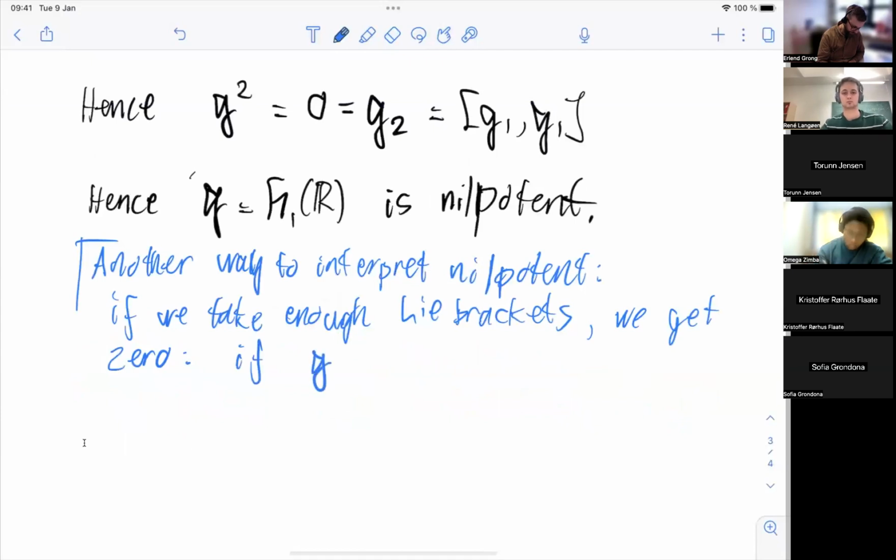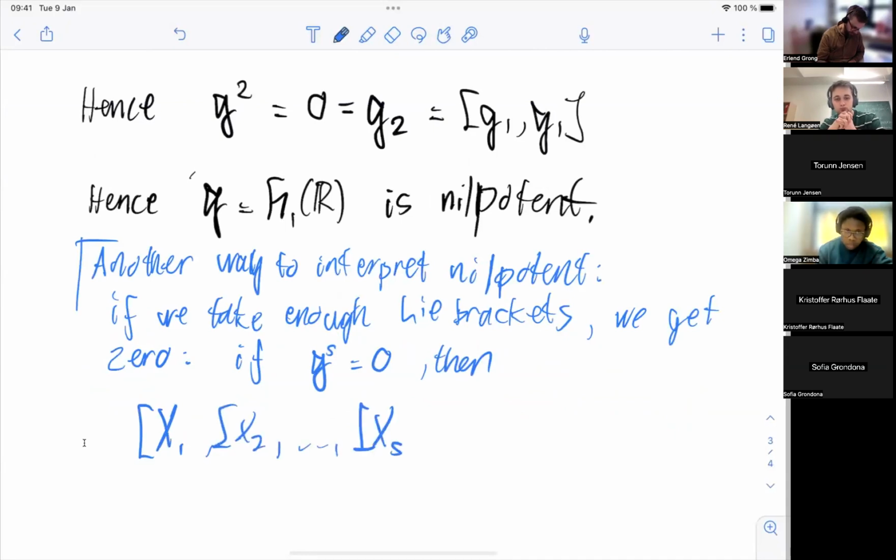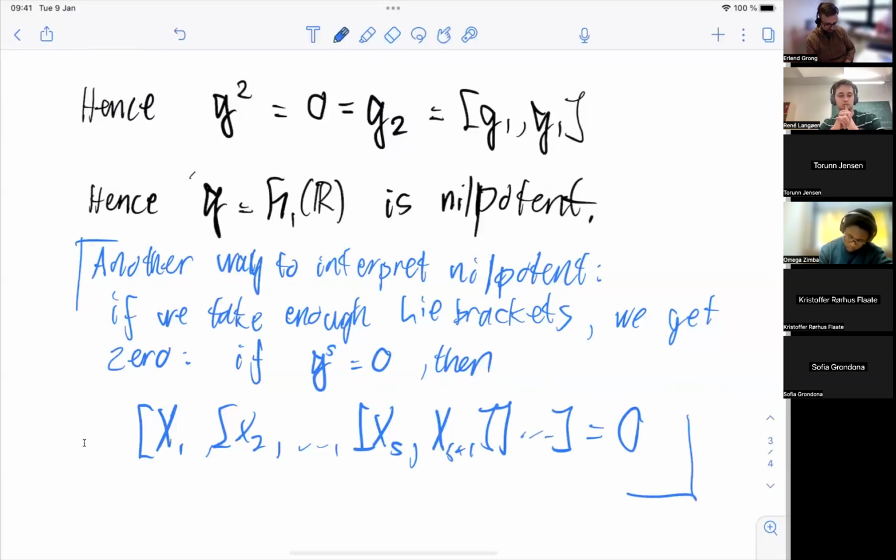So if G of S is equal to 0, then the brackets x1, x2, ..., xs, sorry, s minus 1. Let's see, no, this is fine. For G1, it's 2 brackets, so this should be S, and then S plus 1. And then all of these closed, this will be equal to 0. So this is a way of thinking about nilpotent: if you apply this bracket enough times, then no matter which element you put into this bracket, you will get 0.